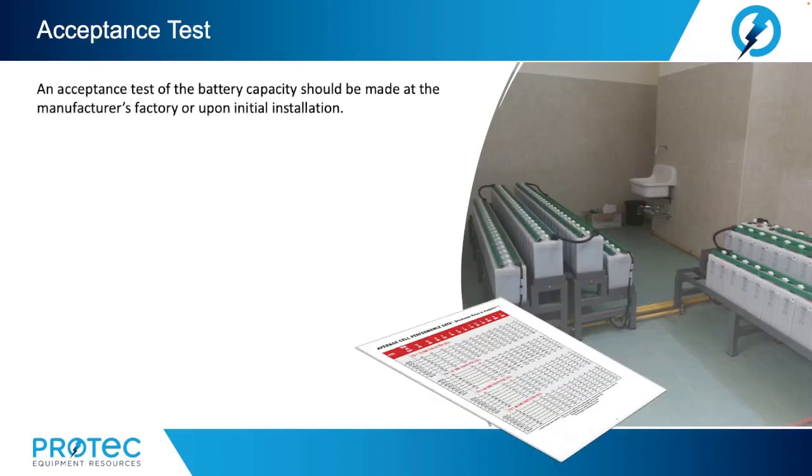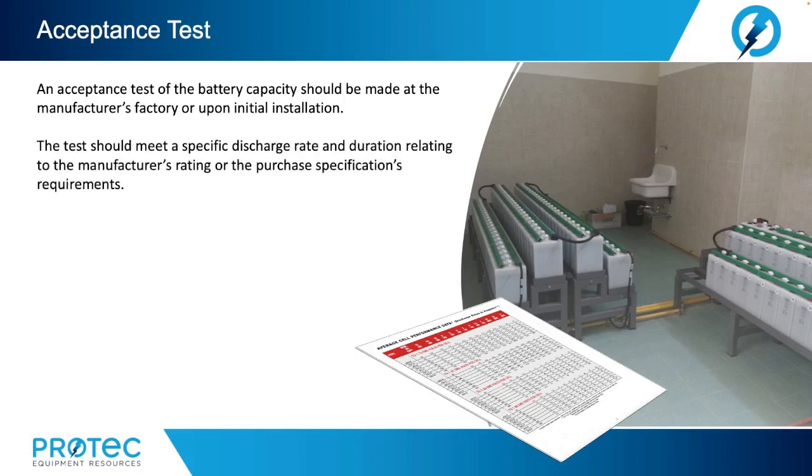All right, now let's talk about the acceptance test. An acceptance test on the battery capacity should be made at the manufacturer's factory or upon initial installation. The test should meet a specific discharge rate and duration relating to the manufacturer's rating or the purchase specification requirements.